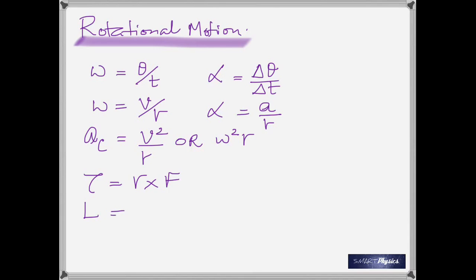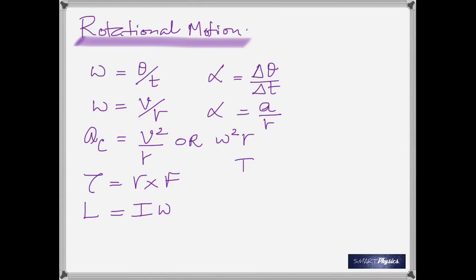Angular momentum, I omega. But for you also have to remember, angular momentum is r cross p, isn't it? Angular momentum, there are two formulas. Angular momentum is I omega, or it is r cross p. Where p is the linear momentum. So it's either I omega or r cross p.